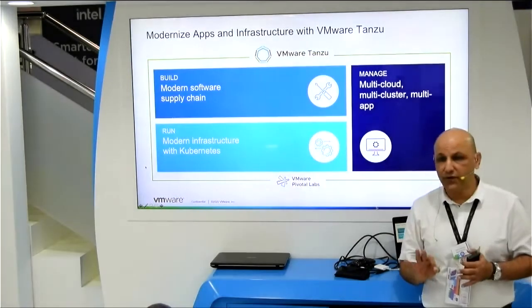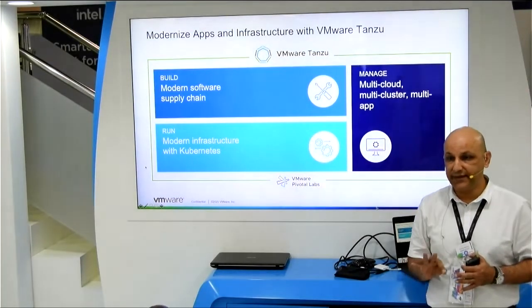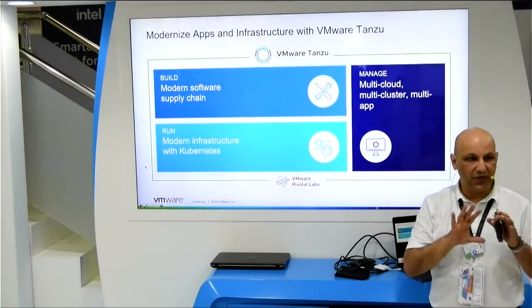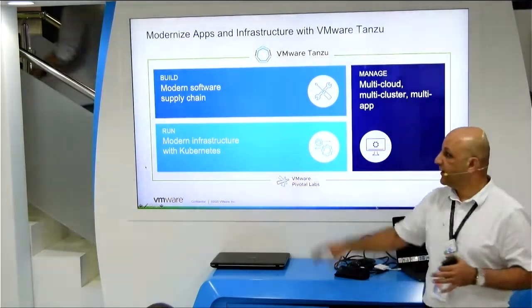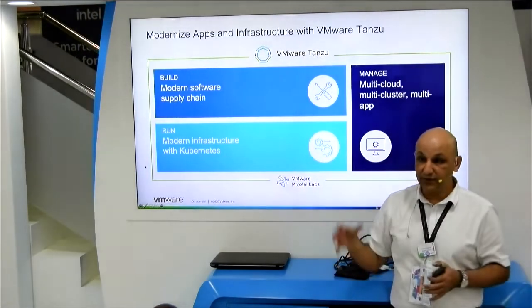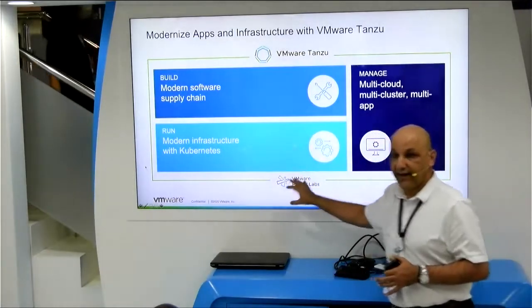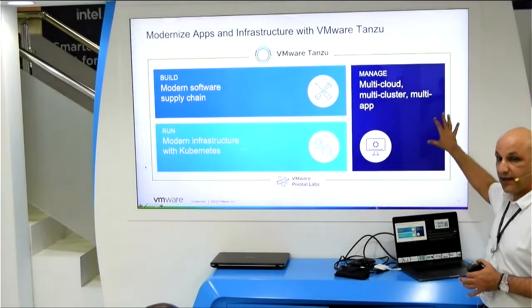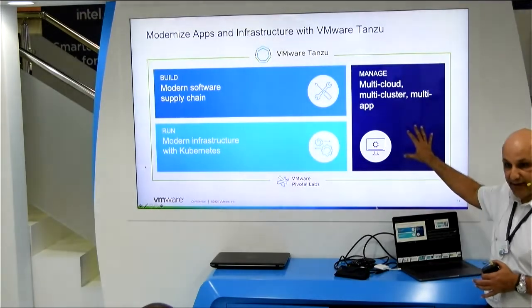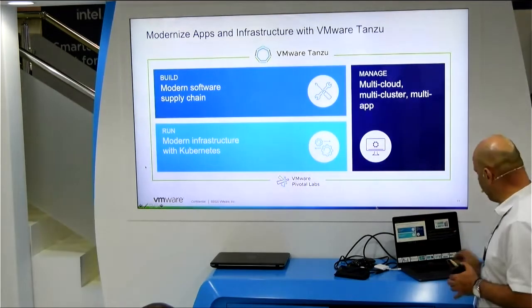The Tanzu portfolio gives you 3 key capabilities. Number 1, building modern software. This is purely focused on software development teams. Number 2, a modern infrastructure to run your Kubernetes. So this is where you are going to run these applications. And number 3, a way to monitor and manage and do service discovery for your applications. So this is that management part here, right? So let's zoom in on this a little bit.